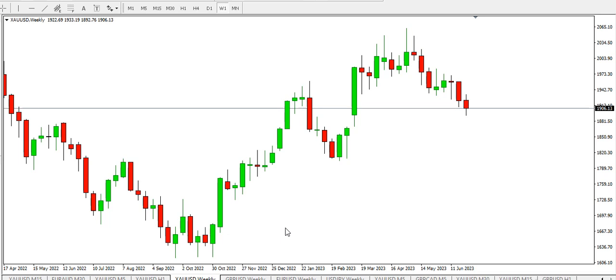Today we'll be looking at how we can trade gold, Euro USD, GBP USD and USD JPY on the lower time frames. But before we go to the lower time frames, we are going to take a look at what has happened on the higher time frame. So I'll be starting with gold.